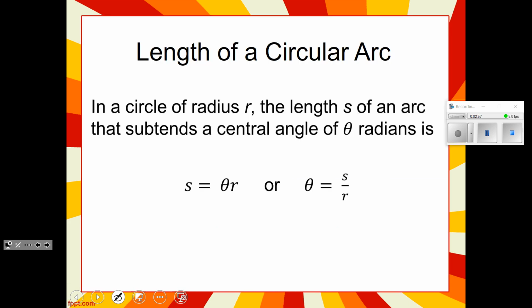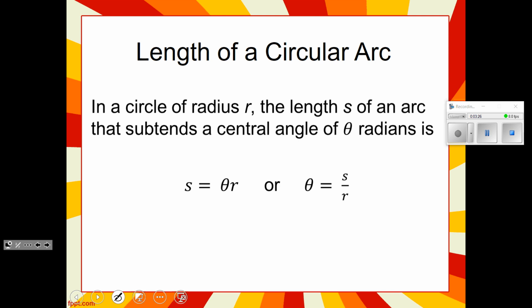Okay, so here are your formulas. Today, it's all about just plugging into formulas, so it should be fairly easy. I actually only have 3 examples today. In a circle with radius r, so you need to know what each variable stands for, the length s of an arc that subtends a central angle of theta radians.